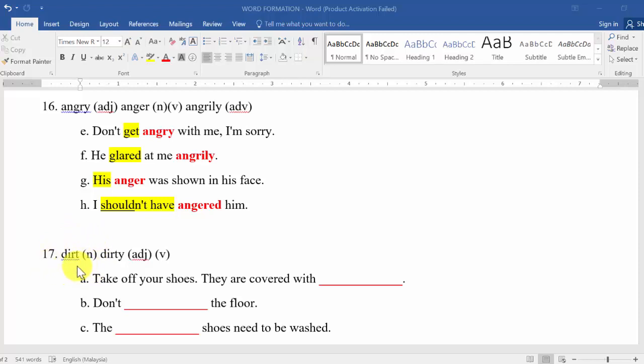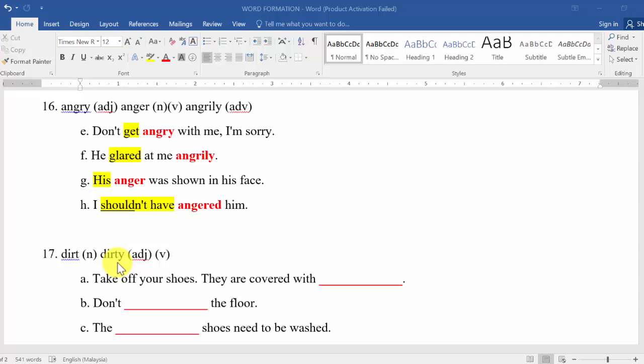Another meaning of dirt is that, let's say, if you don't clean your house for some time, then your house will be full of dirt. Now, next one, dirty. Dirty as adjective first. For example, a pair of dirty shoes. Dirty here is an adjective which is describing the shoes. Dirty shoes. So dirty here is an adjective.